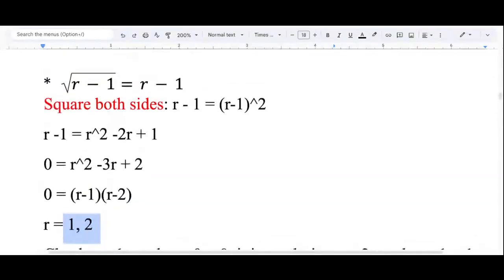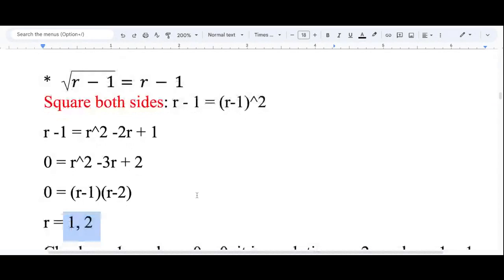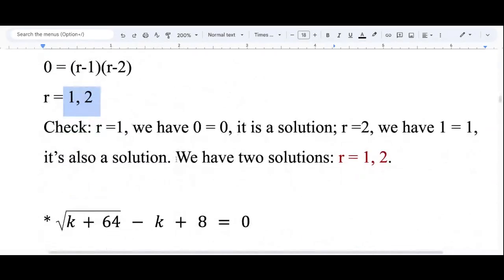Now let's check 1. If r is 1, 1 minus 1 is 0. The left-hand side is 0, and the right-hand side is 1 minus 1, also 0. So 1 is a solution. What about 2? 2 minus 1 is 1, square root of 1 is 1, and 2 minus 1 is 1. So both are solutions. Check 1, we have 0 equals 0, a true statement. Check 2, we have 1 equals 1, also a solution. So we have 2 solutions for this.